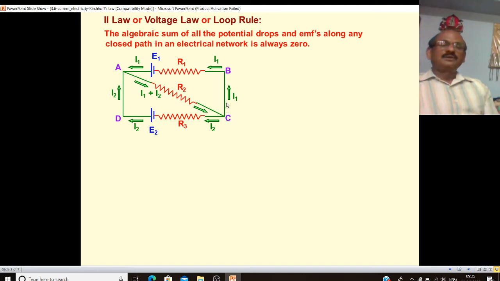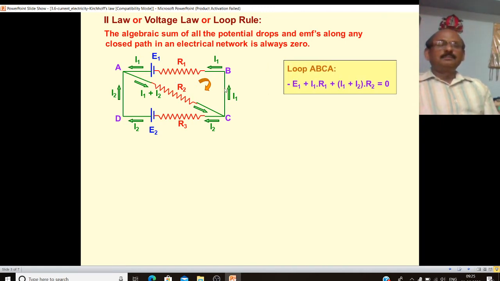So from C to B, towards the resistor R1, I1 current, and towards R3, I2 current. Let us take first the closed loop ABCA, this loop. That is, we start from here.